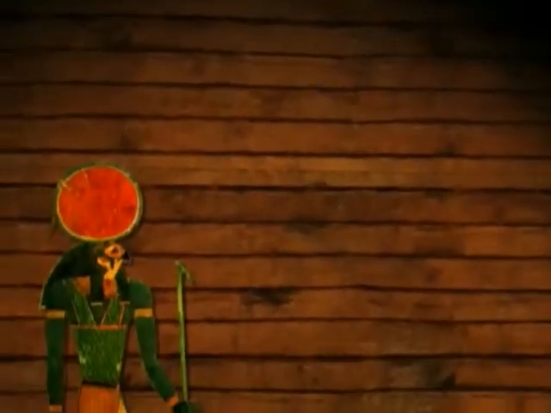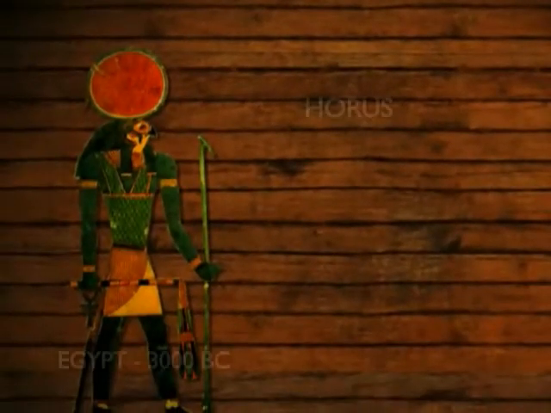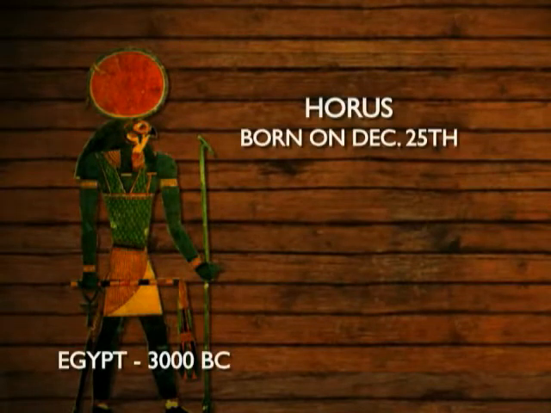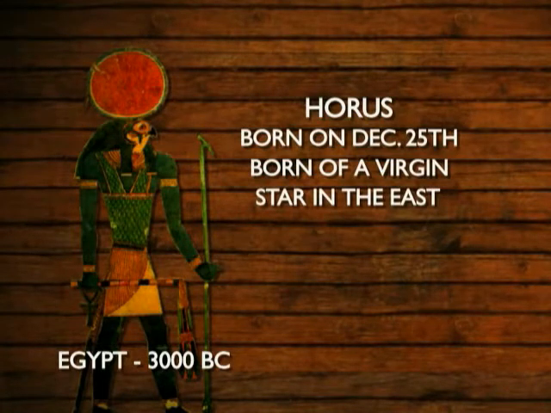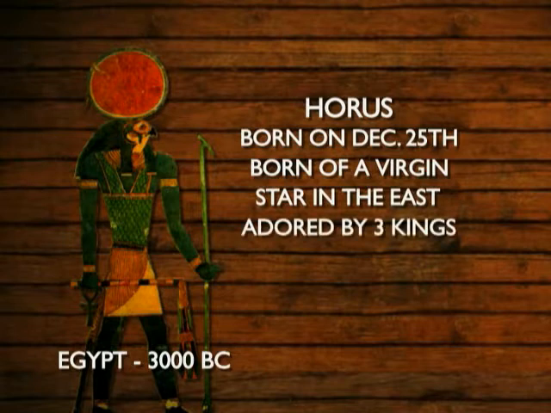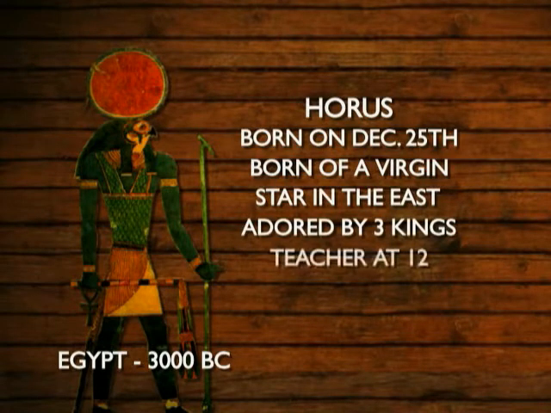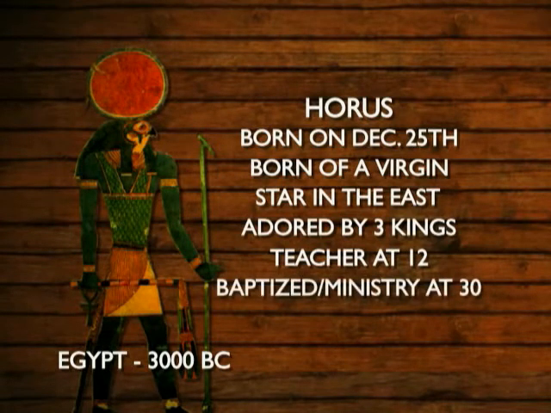Broadly speaking, the story of Horus is as follows. Horus was born on December 25th of the Virgin Isis Mary. His birth was accompanied by a star in the east, and upon his birth he was adored by 3 kings. At the age of 12 he was a prodigal child teacher, and at the age of 30 he was baptized by a figure known as Anup, and thus began his ministry.